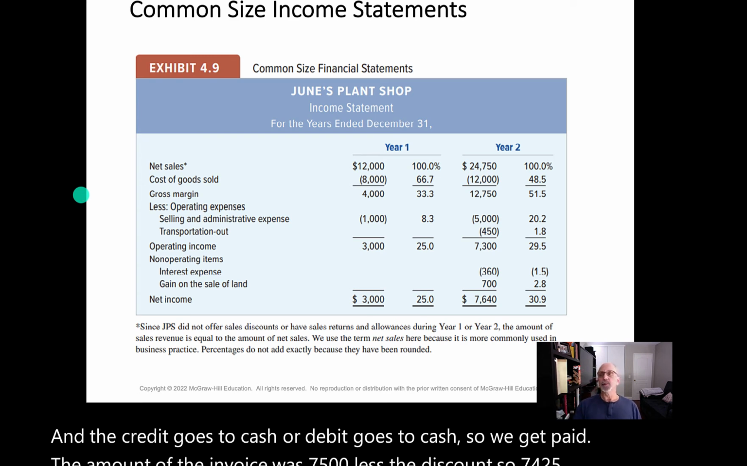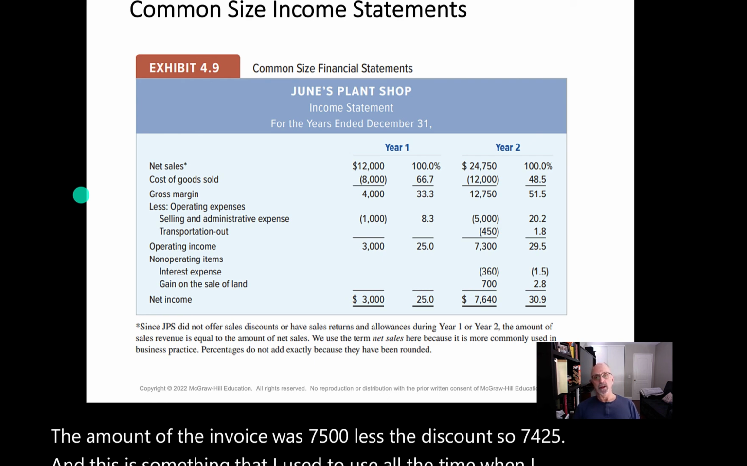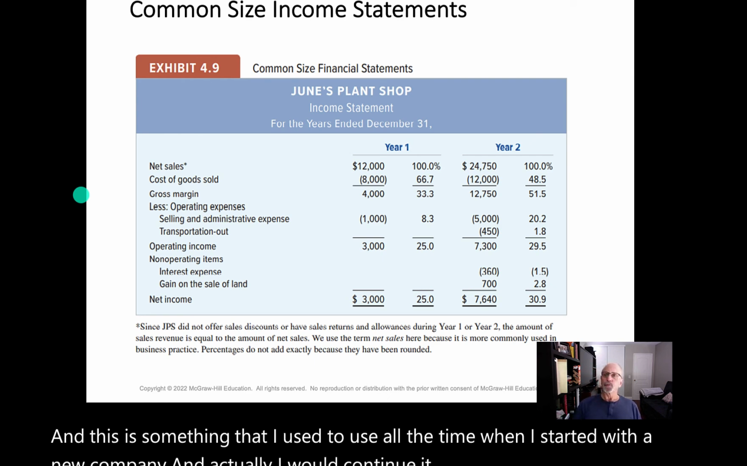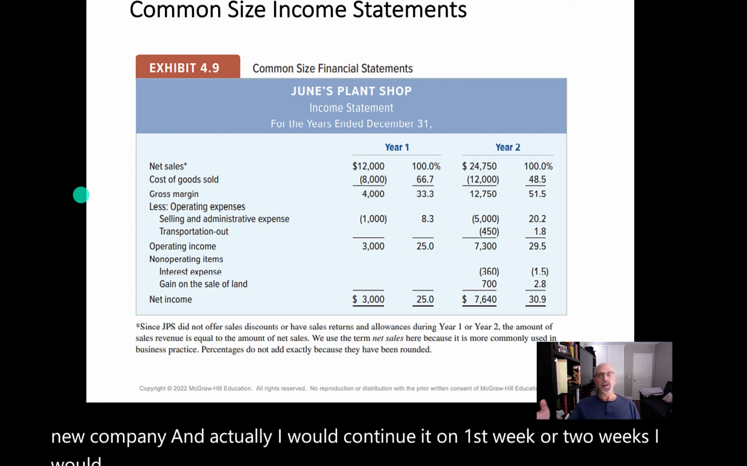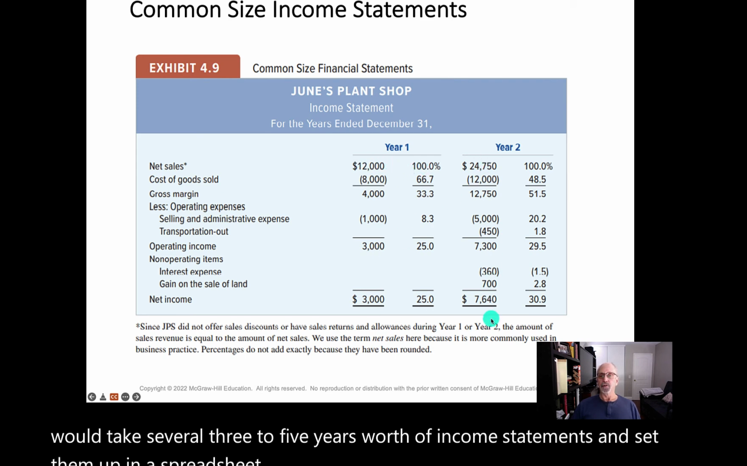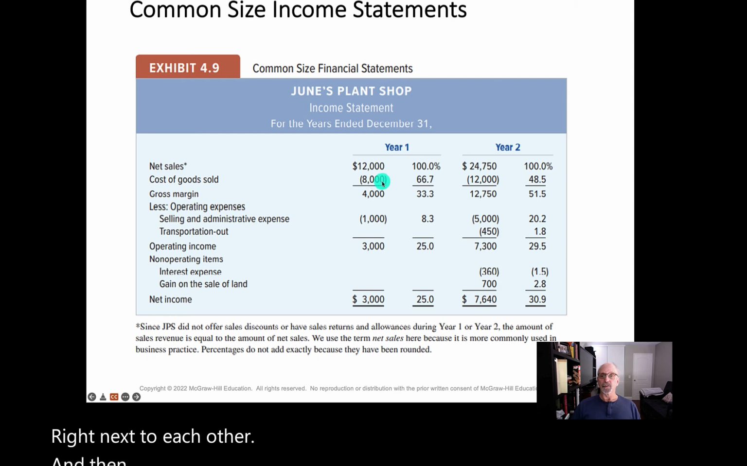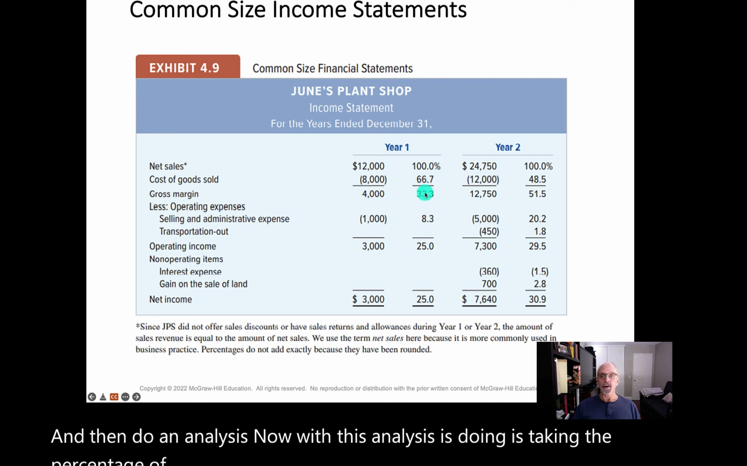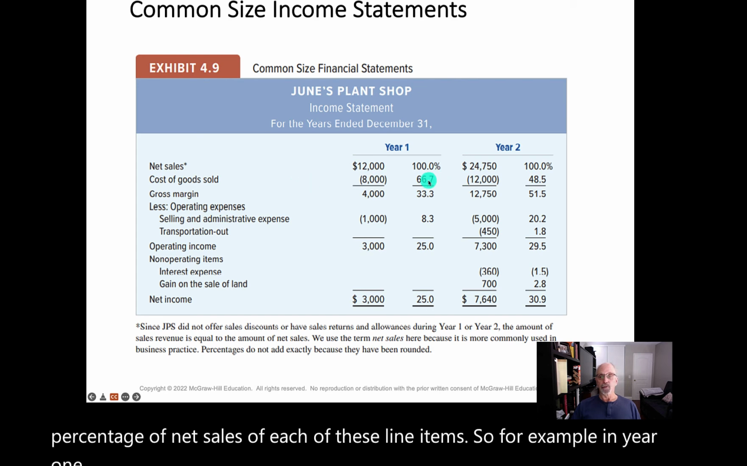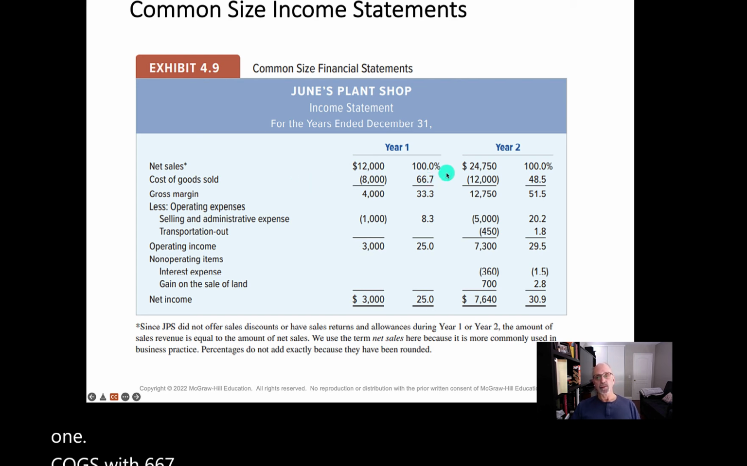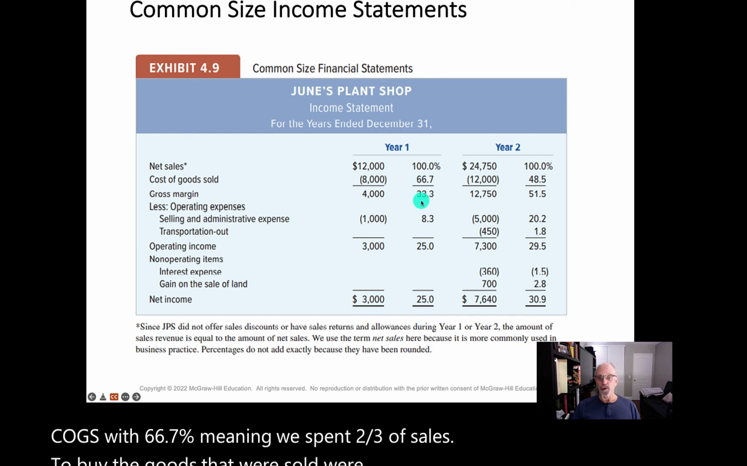And this is something that I used to use all the time when I started with a new company. And actually, I would continue it on. First week or 2 weeks, I would take several 3 to 5 years worth of income statements and set them up in a spreadsheet right next to each other. And then do an analysis. Now, what this analysis is doing is taking the percentage of net sales of each of these line items. So, for example, in year 1, COGS was 66.7%, meaning we spent 2/3 of sales to buy the goods that were sold. We're left with 1/3.